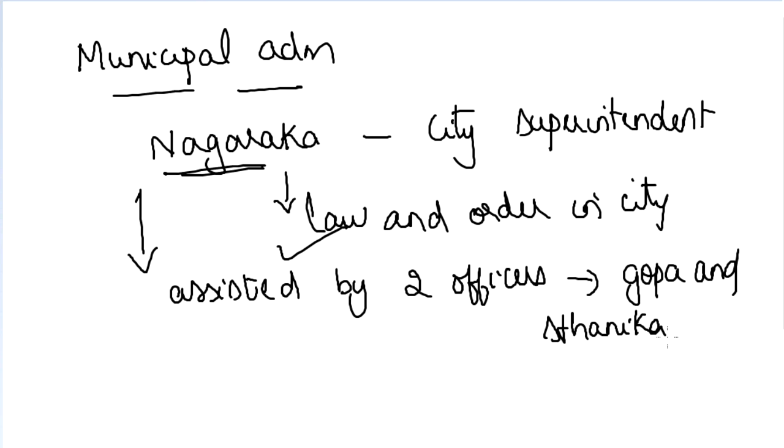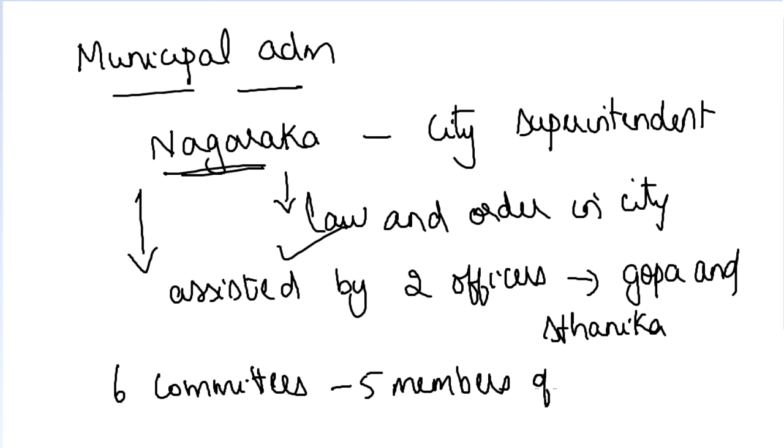According to Megasthenes, the officials were divided into 6 committees. Here also it was divided into 6 committees of 5 members each. So this Nagarika was assisted by two officers, Gopa and Sthanika, and according to Megasthenes, the officials were divided into 6 committees, each with a membership of 5. So this much was regarding the municipal administration during the time of the Mauryas.